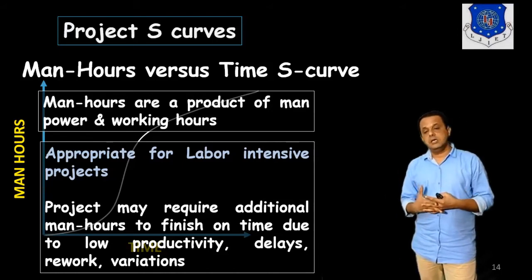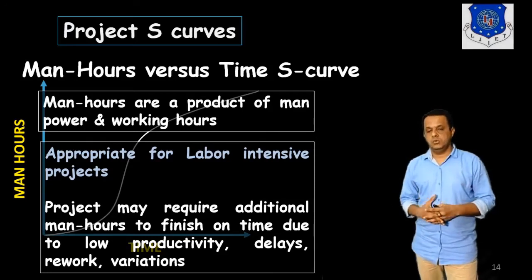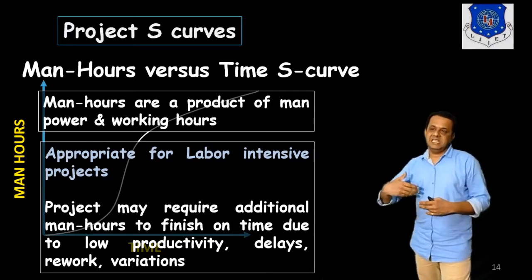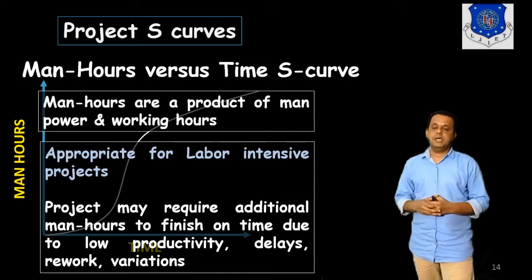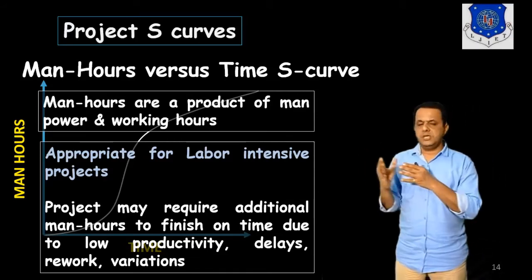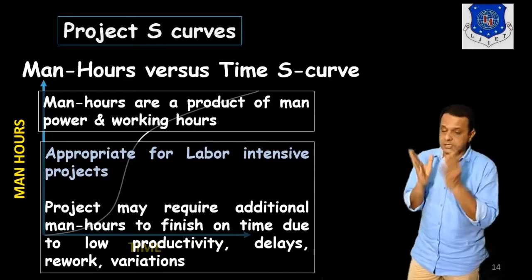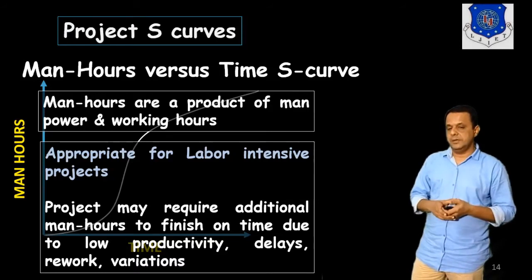This S-curve will tell you what exactly additional manpower is required, and you will be able to find out where or in which way there is low productivity, delays, rework required, or variation done.